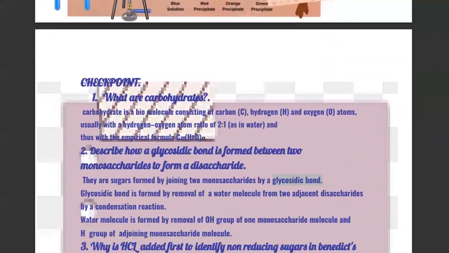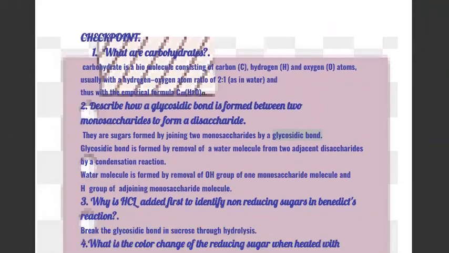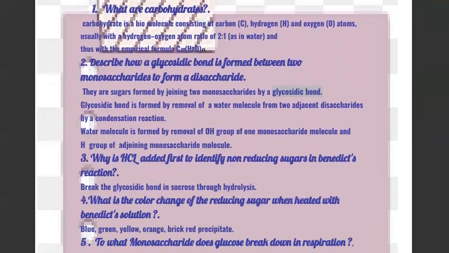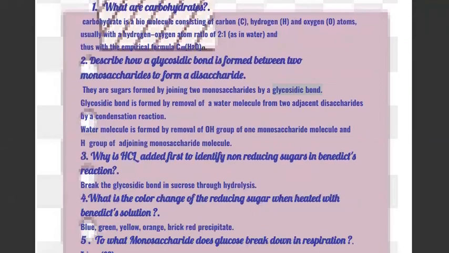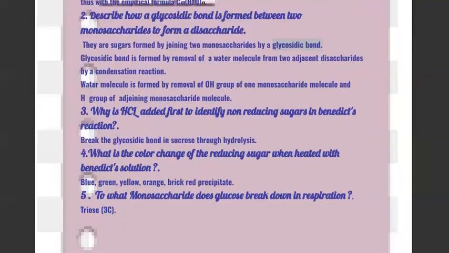Checkpoint. 1. What are carbohydrates? Carbohydrate is a biomolecule consisting of carbon C, hydrogen H, and oxygen O atoms, usually with a hydrogen-oxygen atom ratio of 2 to 1, as in water, and thus with the empirical formula CmH2On.